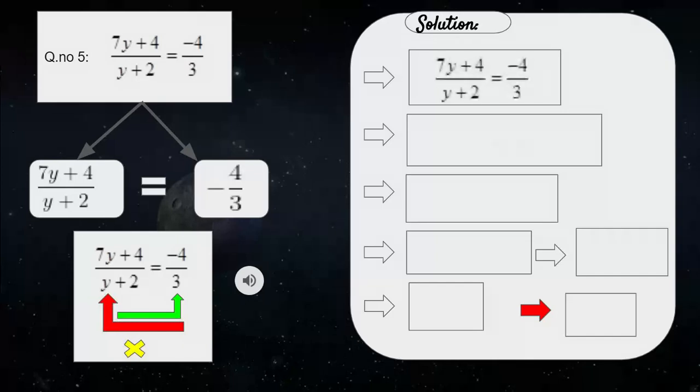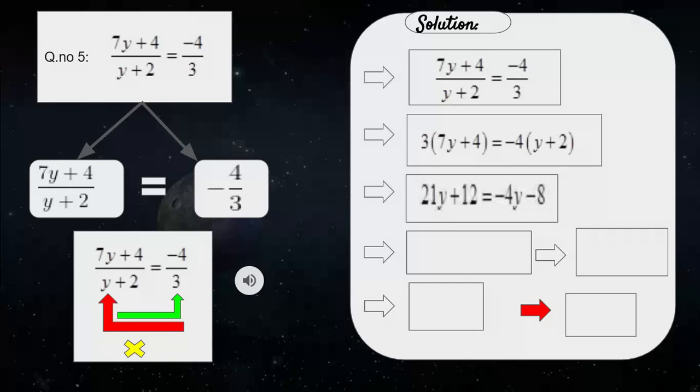Now see the second step of the solution. 3 into (7y + 4) is equal to -4 into (y + 2). 3 sevens are 21, so 21y, plus 3 fours are 12, is equal to -4 into y, which is -4y, and minus into plus, minus 4 twos are 8.